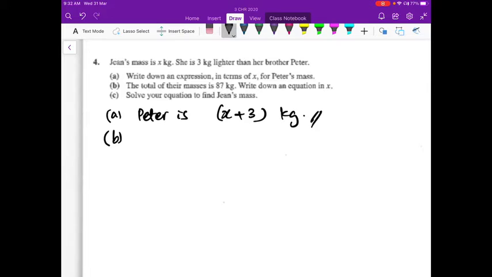B, total mass is 87. So let us add their masses up. We have X plus X plus 3. This is 87. This is the equation. Part C, solve.